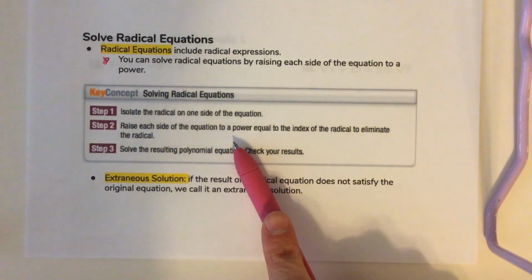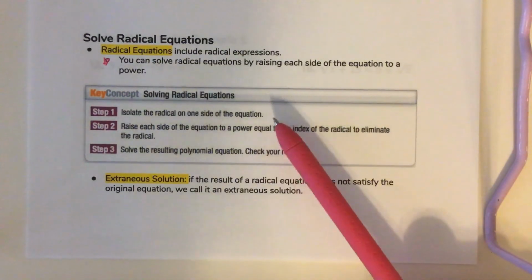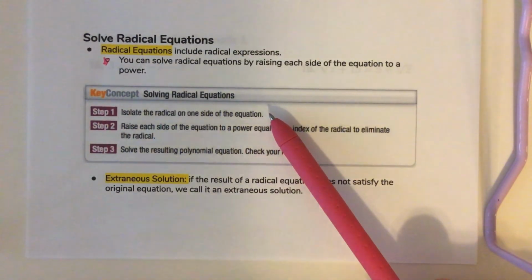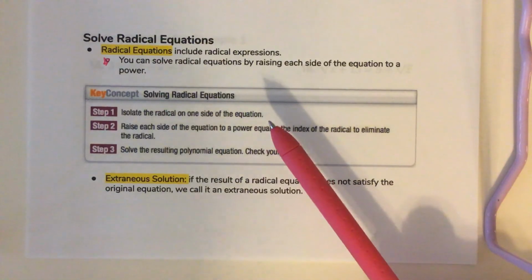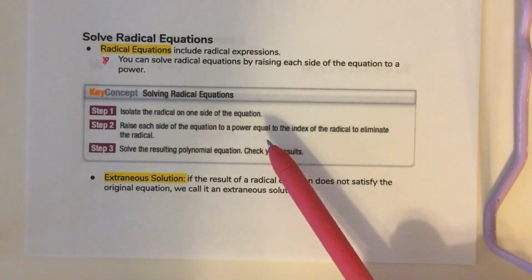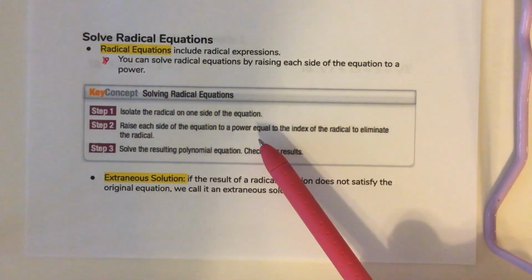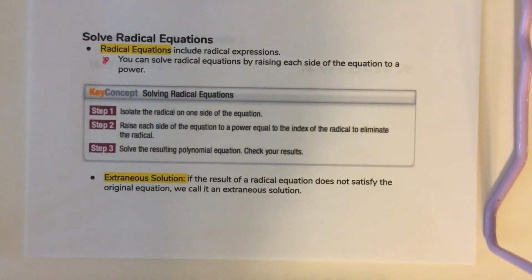And here are our steps for how we're going to do that. First thing we want to do is isolate the radical on one side of the equation. Just like we would isolate an x when solving for x, you want to isolate the radical to one side of the equation. Step 2: raise each side of the equation to a power equal to the index of the radical to eliminate the radical. Again, our goal is to get rid of the radical.